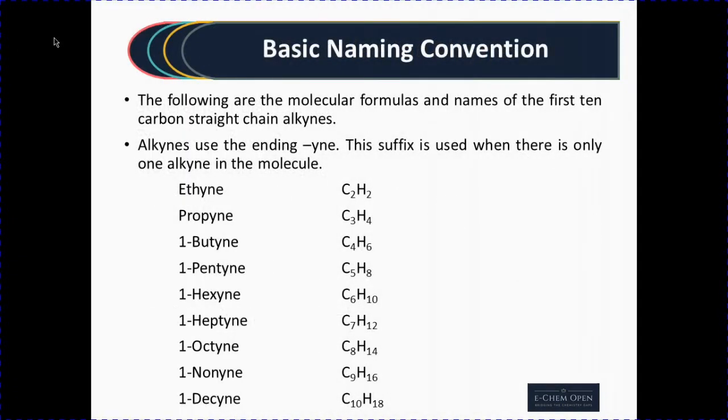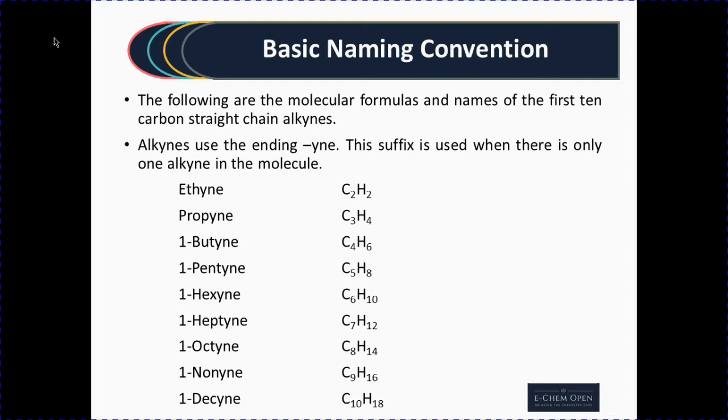Basic naming convention. The following are the molecular formulas and the names of the first 10 carbon straight-chain alkynes. Alkynes use the ending -yne. This suffix is used when there is only one alkyne in the molecule.